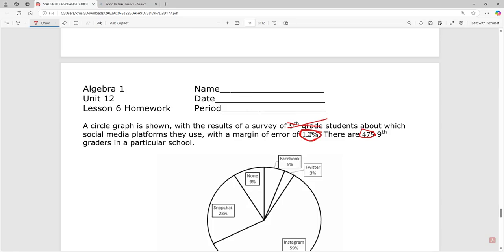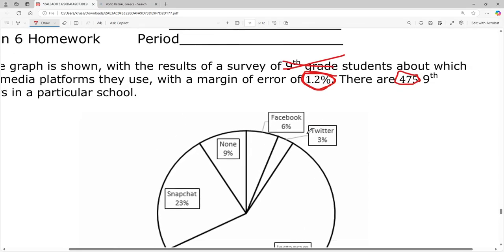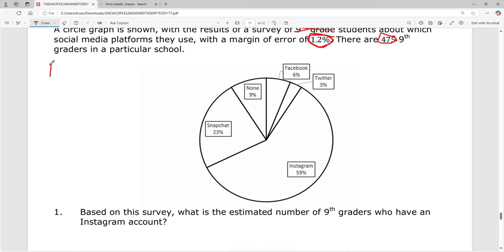Okay, so let's zoom in a little bit and look at the range, which is 1.2%, right? So for Facebook, it was 6%. So it's going to be plus 1.2% and minus 1.2%, right? So 6% plus 1.2 is 7.2, and then 6% minus 1.2 is 4.8%, right? So the certainty of the information says it's going to range between 7.2 and 4.8%.